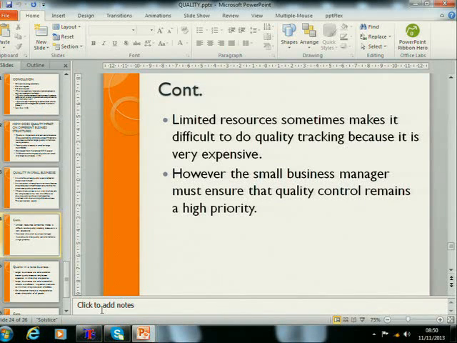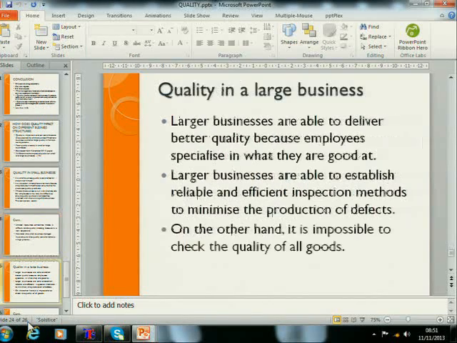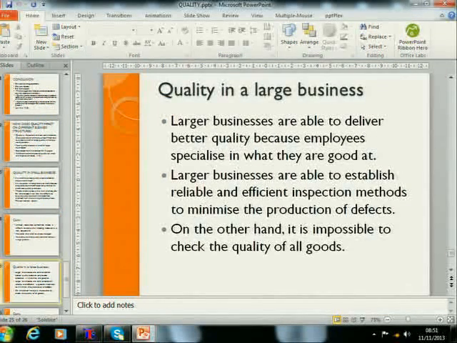Limited resources sometimes make it difficult to do quality tracking because it is very expensive. Remember, it is a small business. So the resources are even small because in some cases it is a one-man business. So in such cases, it's difficult to track quality because that requires a lot of money. However, the small business manager must ensure that quality control remains a high priority. It's important whether your business is small or large.